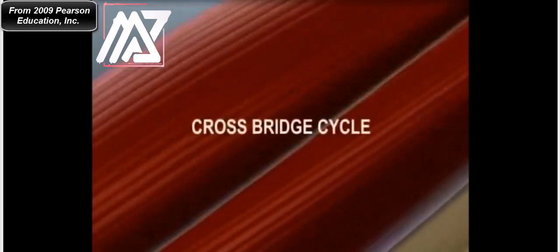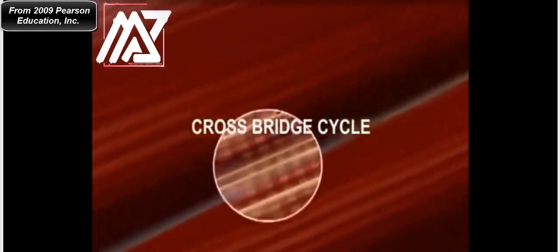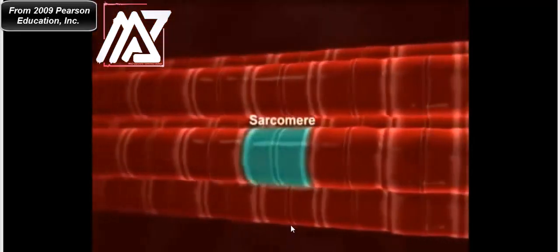Okay. So now we're zooming in on this muscle, and we're going to look at what's referred to as the cross-bridge cycle. Okay, so here what we're doing is we're looking at myofibrils. This right here is the sarcomere, the functional unit. And now what we're doing is we're zooming in right here.